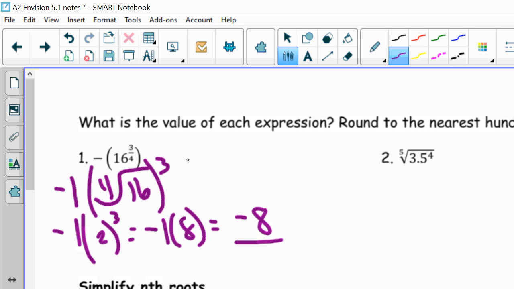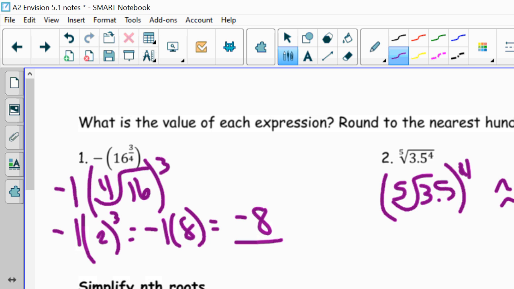The 5th root of 3.5 to the 4th power, and again, it doesn't matter. I can do the 5th root of 3.5 first and then raise it to the 4th power, or I can do 3.5 to the 4th power and then take the 5th root of that. This is a decimal, so we're not going to get a nice whole number, so we need our calculator for this. So if I type in the 5th root of 3.5, and then I take that and raise it to the 4th power, I get approximately 2.72.